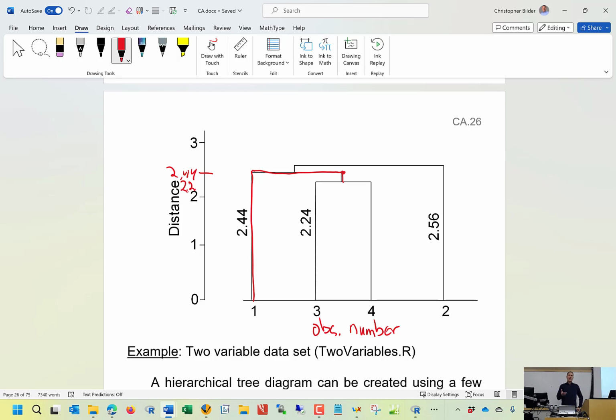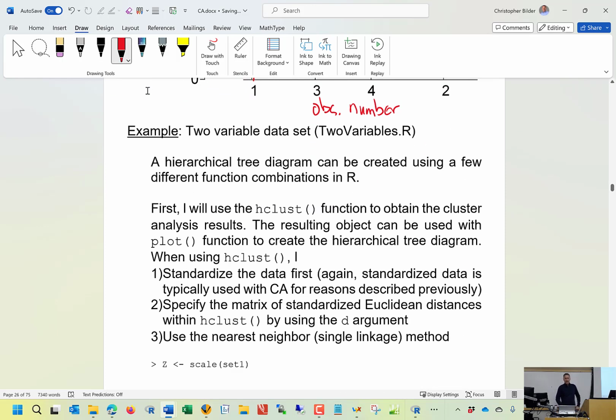So this is a hierarchical tree diagram. It kind of gives you a history of the clustering process. It also shows you the distances. Typically on these plots, you will not see this written out like that. I just did that there for emphasis. Okay. So let's actually take a look at a little bit larger data set, still small, to help us understand what's going on here. It's simply also just two variables. This will also give us some experience with how you can approach the process in R.